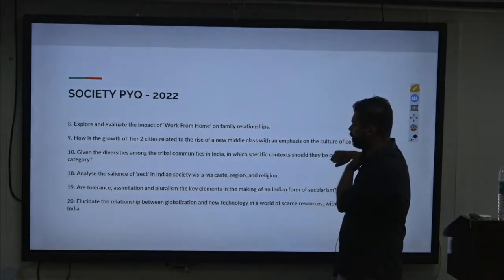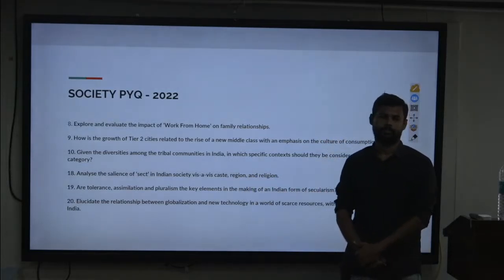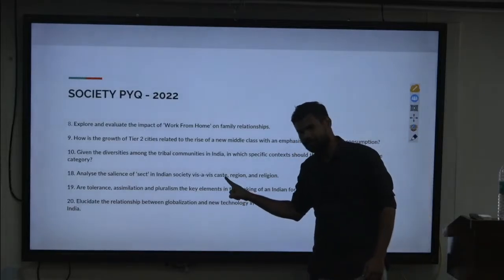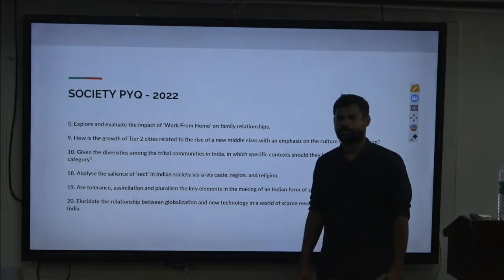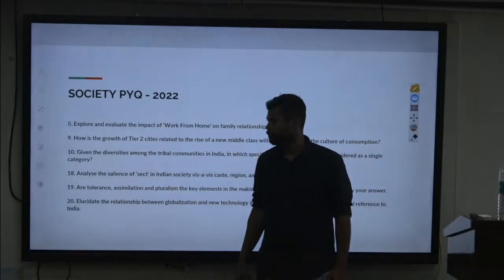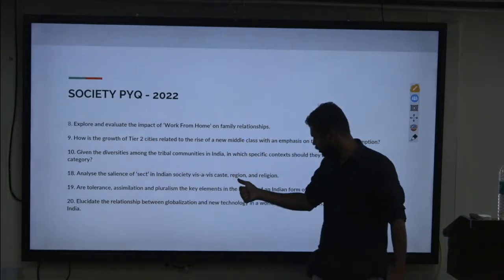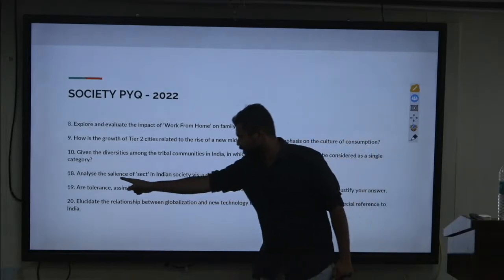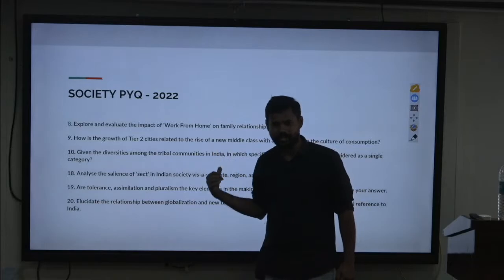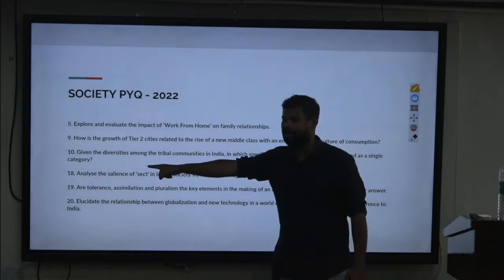Analyze the salience of sect in Indian society with respect to caste, region and religion. Okay, what is the theme here? That's all. This is the theme. Caste, region, religion. All the 3 are keywords in your syllabus. Now let it be analyze the salience of sect. Forget sect. Analyze the salience of modernization. You can write the same thing, whatever is there in your notes on this theme. Are you understanding this? Analyze the salience of technology. You bend this and write the same thing. Are you understanding this? So if you have something written up on this, let them ask you anything here.